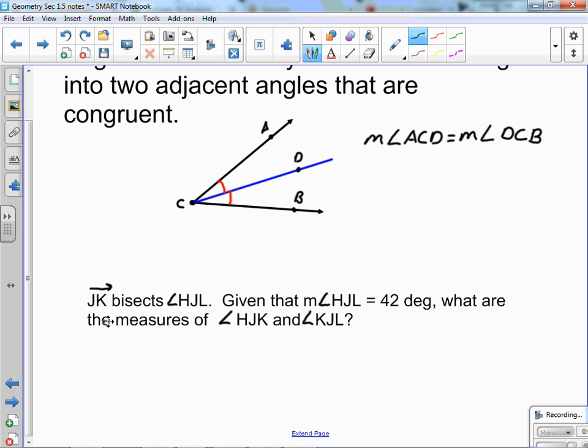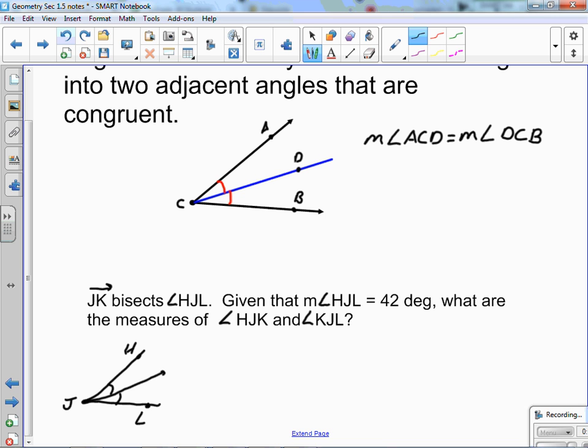Alright, so ray JK bisects angle HJL. So angle HJL, JK is a bisector. So that means those two angles are congruent. Given that the measure of angle HJL equals 42 degrees, what are the measures of angle HJK and angle KJL?